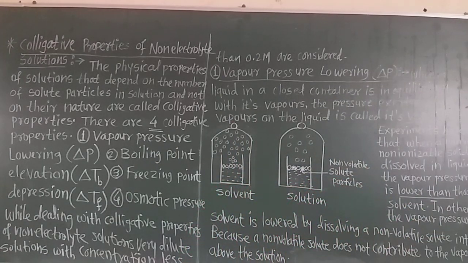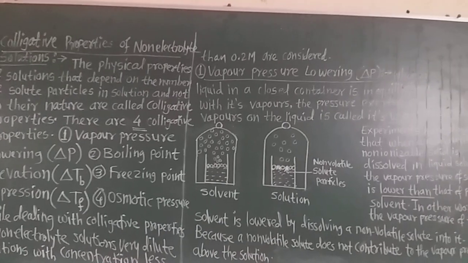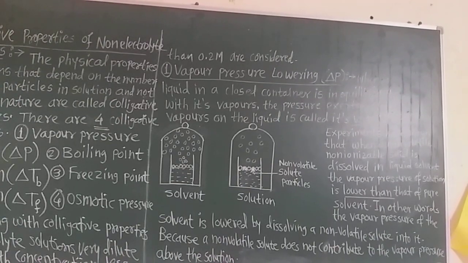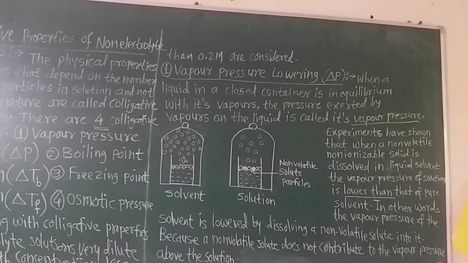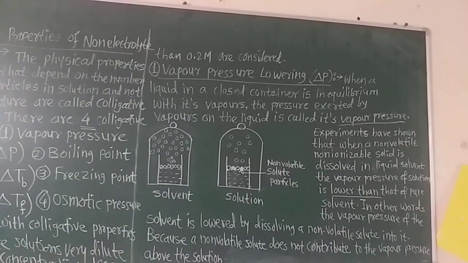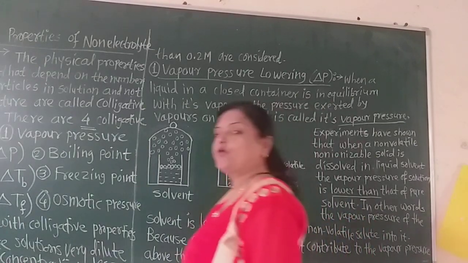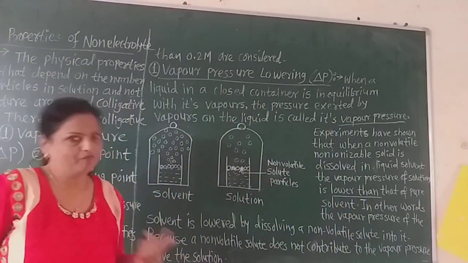So remember that in this chapter we have to study the colligative properties of non-electrolytes having very low concentration, nearly about 0.2 molar or less than 0.2 molar. Now the first very important colligative property is the vapor pressure lowering, or lowering of vapor pressure.